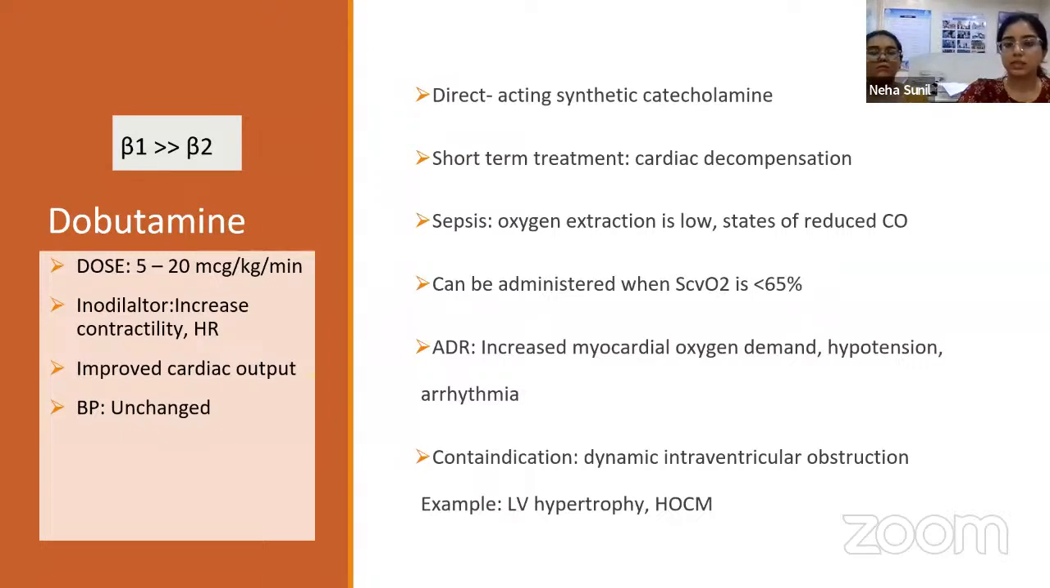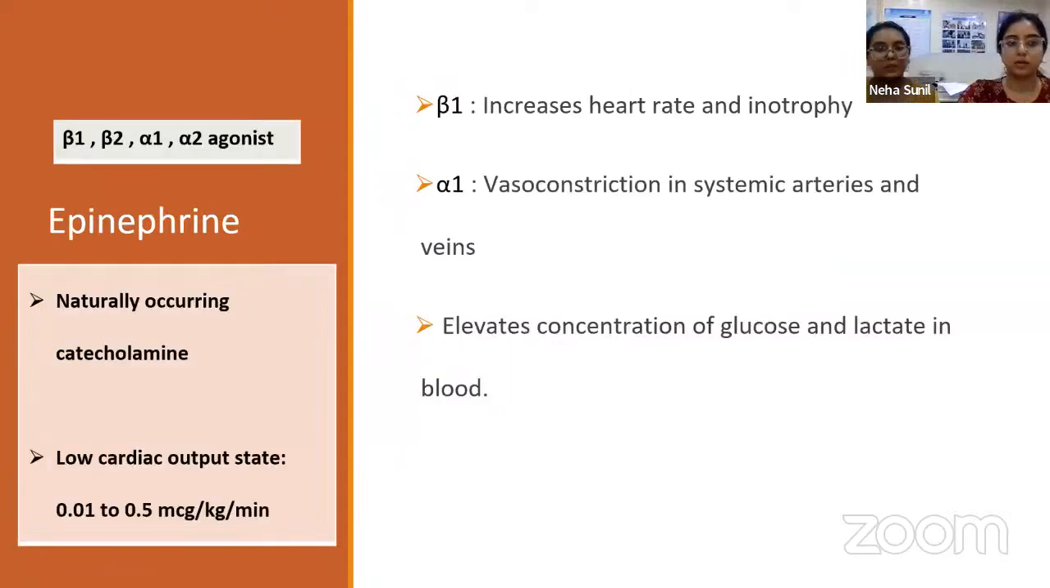It is used when there is cardiac decompensation. When oxygen extraction is low and in states of reduced cardiac output in sepsis, we start the use of dobutamine. It can be administered when central venous oxygen saturation is less than 65%. Increased myocardial oxygen demand, hypotension and arrhythmias are the adverse reactions. It is contraindicated in dynamic intravascular obstruction, like HOCM and left ventricular hypertrophy.